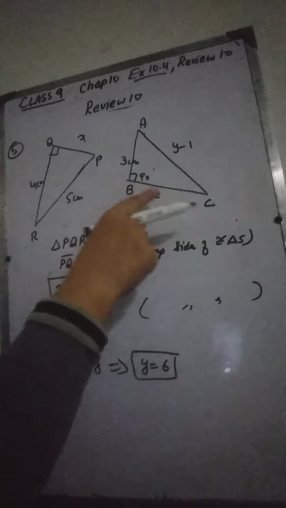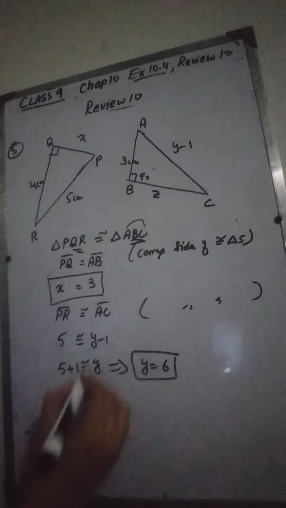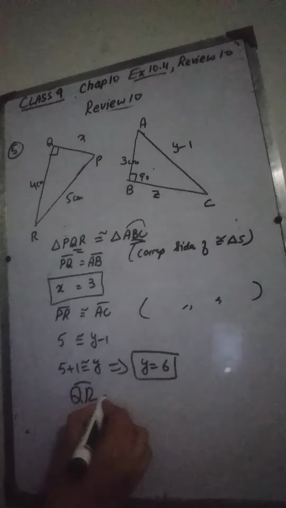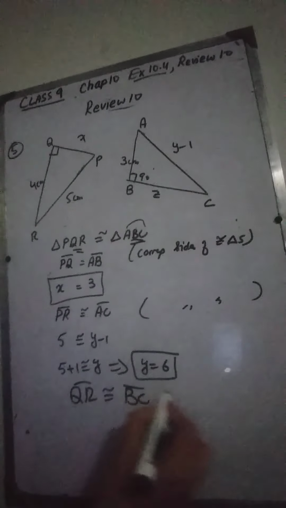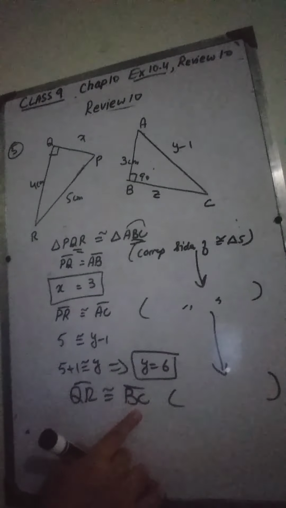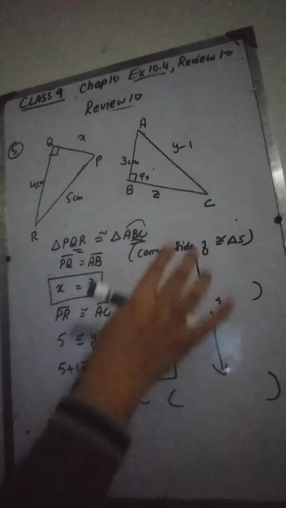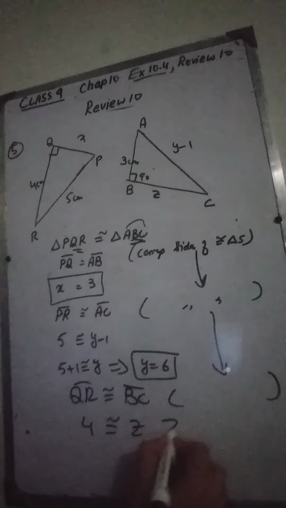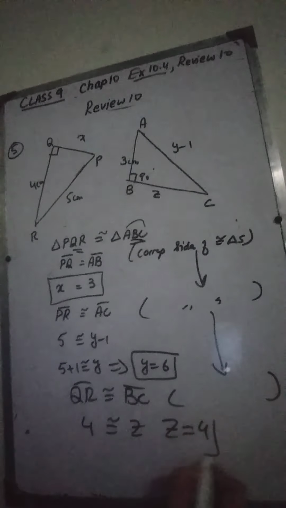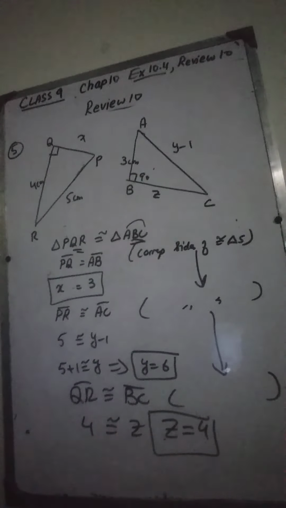Now which side is left? We want to find BC. Corresponding to BC we have QR. QR is congruent to BC for the same reasons as above. QR is 4, so BC, which is z, will be equal to 4. It means that z is going to be equal to 4. So we have found all the 3 unknowns here, and this is all we needed to prove in this question.